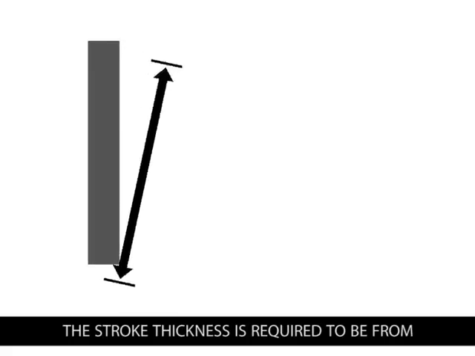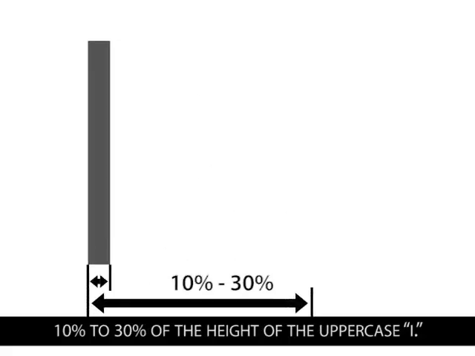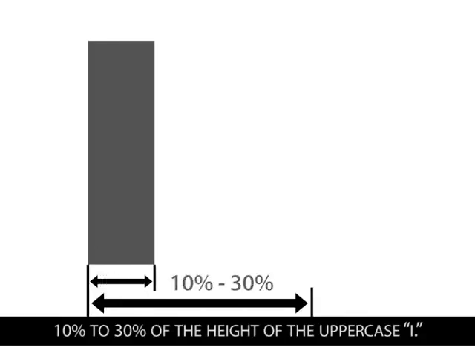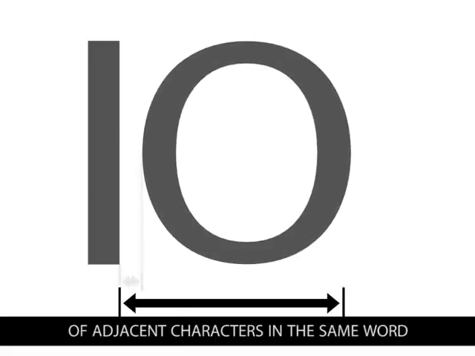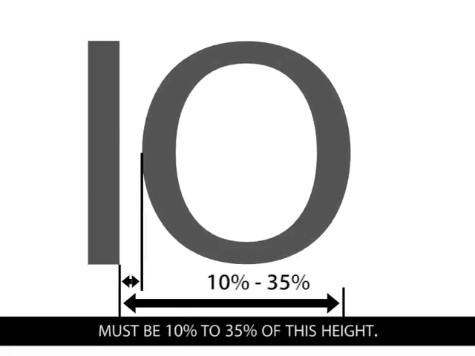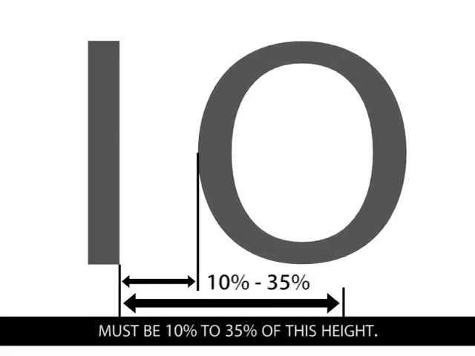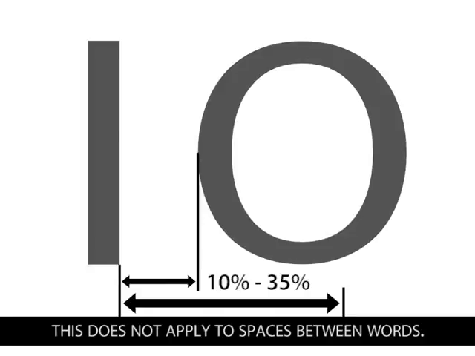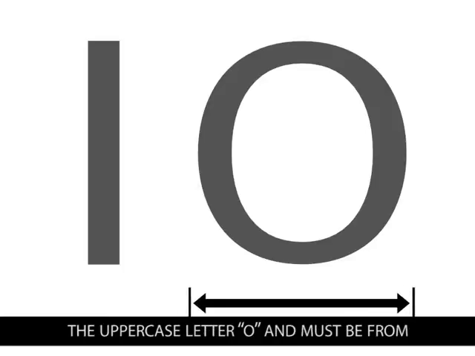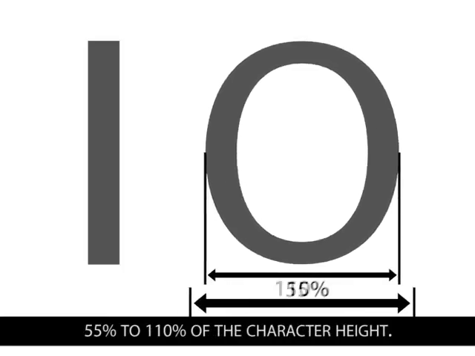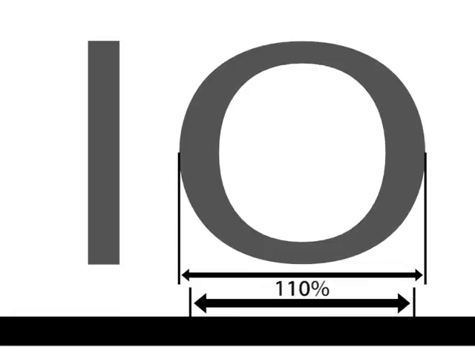The stroke thickness is required to be from 10% to 30% of the height of the uppercase I. The space between the closest points of adjacent characters in the same word must be 10% to 35% of this height. This does not apply to spaces between words. The character width is based on the uppercase letter O and must be from 55% to 110% of character height.